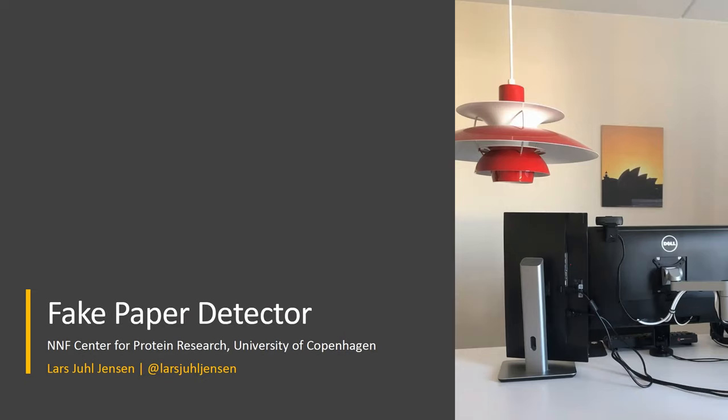My challenge is all about fake paper detectors. So we want to find fake papers in the biomedical literature. And in case you were in doubt, the photo on the right-hand side is the best working station. I already sorted that one out before I knew that challenge existed. So next slide.